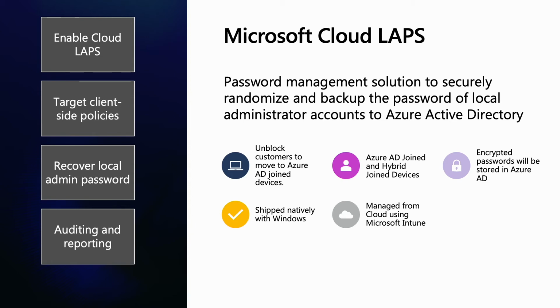Rolling it out will be simple. You'll enable Cloud LAPS as a feature or via policy, and then you'll target client-side policies to your endpoints. Once those policies are deployed to your endpoints, you'll have a rich set of options included there that allow you to tailor the experience and the configuration for your enterprise. Then you'll be able to recover the local admin password or rotate it on demand.